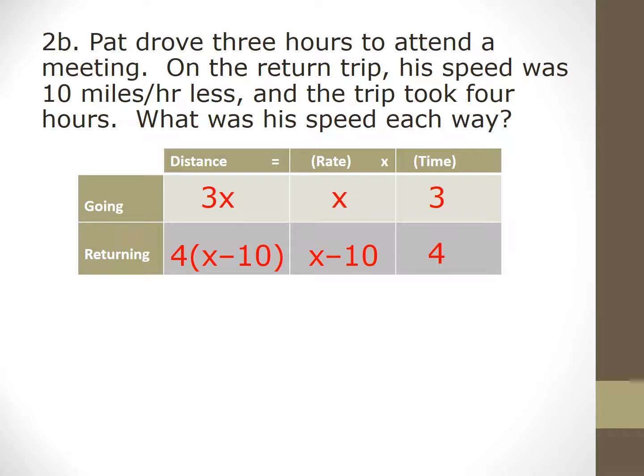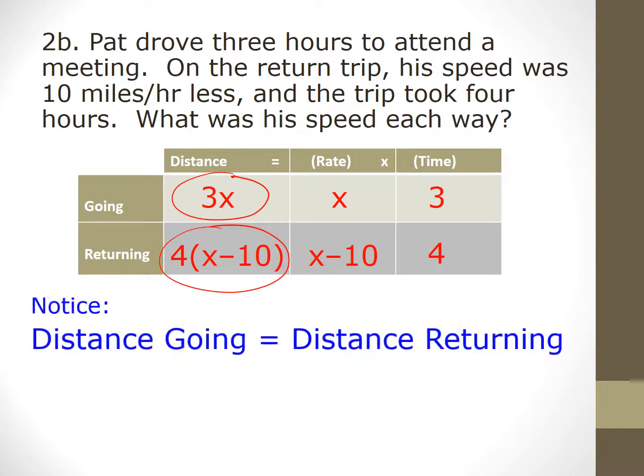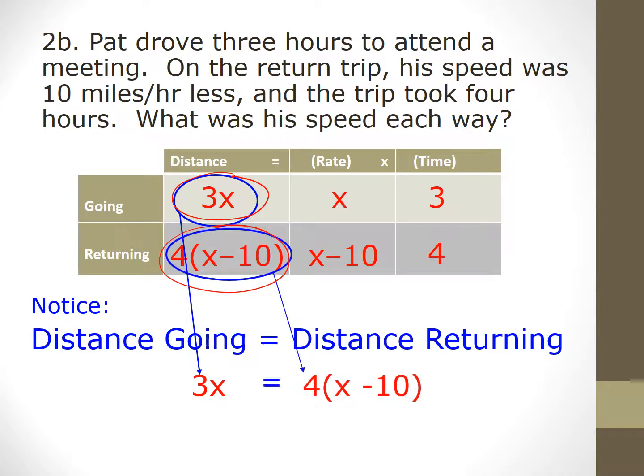And that is, we've got Pat driving presumably from home to a meeting and then from the meeting home. It does not state it literally that they took the exact same trip, but it is assumed or implied, which means that going to the meeting, the distance is the same as going back home. So we have to recognize that the distance going equals the distance returning, which means that the distance going, the 3x, has to be equal to the distance returning, and there's our equation.